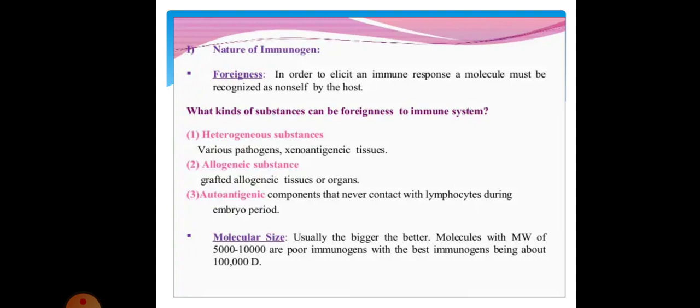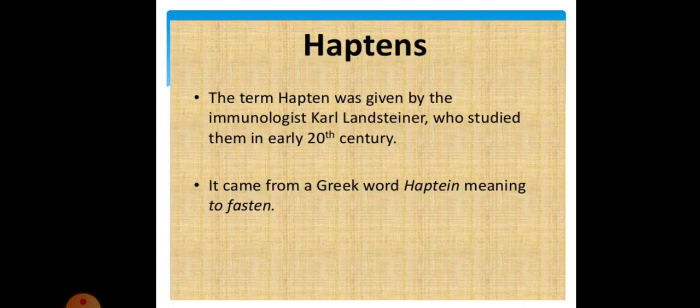Then, nature of immunogen: foreignness. In order to elicit an immune response, a molecule must be recognized as non-self by the host. What kinds of substances can be foreign to the immune system? Heterogeneous substances, various pathogens, xenoantigenic tissues, then allogenic substances, grafted allogenic tissues or organs, and antigenic components that never contact the lymphocytes during the embryo period. Molecular size also, as we have seen in the previous slide.